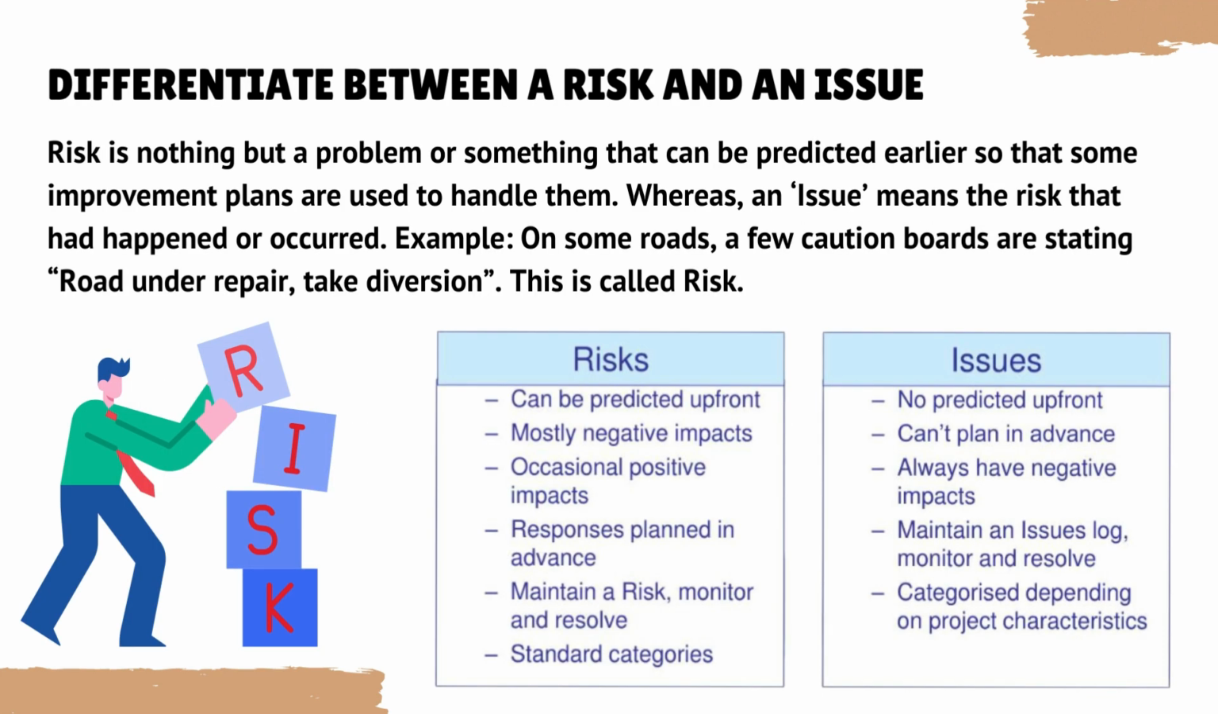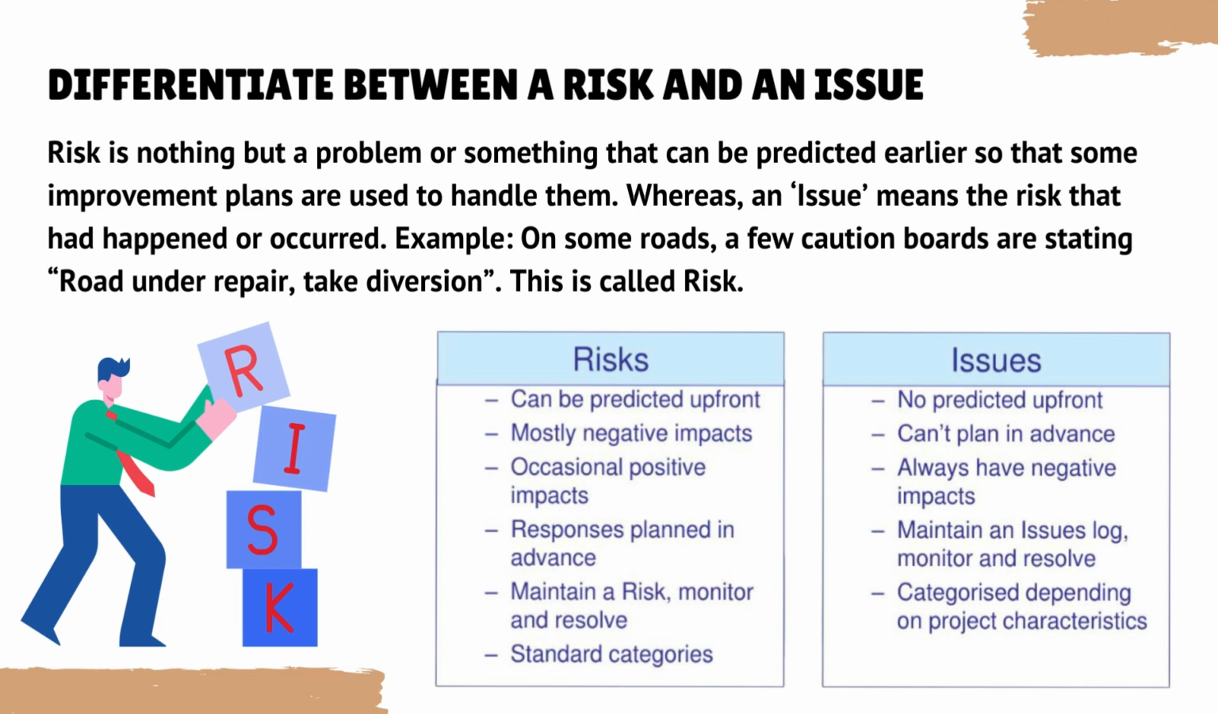Now the third question, difference between risk and issue. Risk is a problem or something that can be predicted earlier, so that some improvement plans are used to handle them, whereas an issue means a risk that has happened or occurred. Example, on some roads a few caution boards state road under repair, take diversion. This is called risk. So there are some basic differences between risk and issues. Risk can be predicted, and we can have some remediation plans for the risk. Issues are not predicted, they happen suddenly.